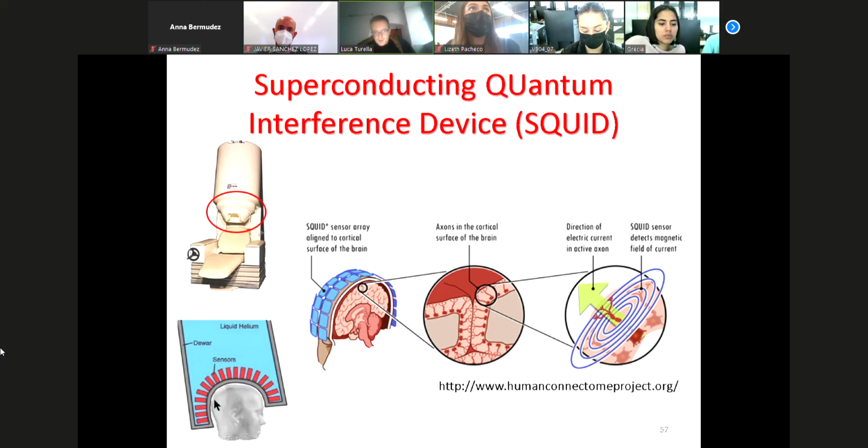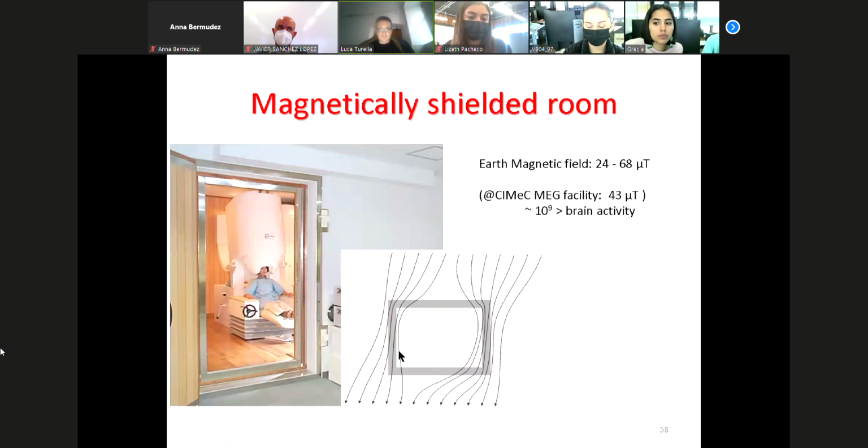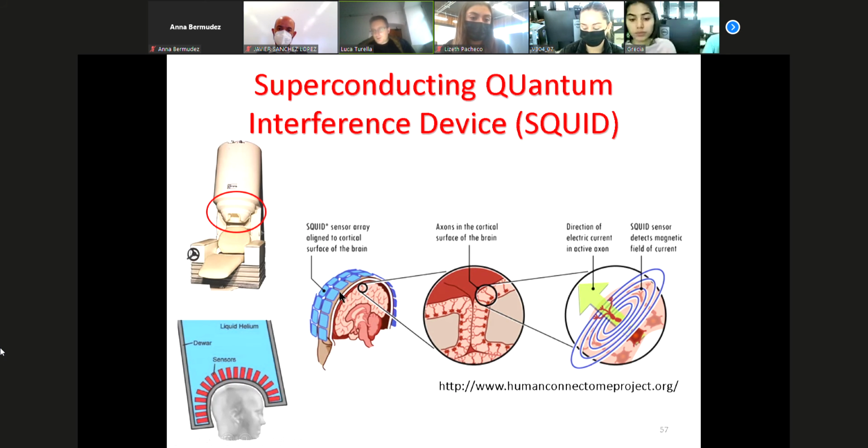One disadvantage of having this dewar is that you have a distance between the sensor and the scalp, which is due to this kind of security stuff. As I said before, this type of superconducting sensor allows us to record these very small changes in the magnetic field, which is not possible with normal sensors. This is why you need the helium, okay?